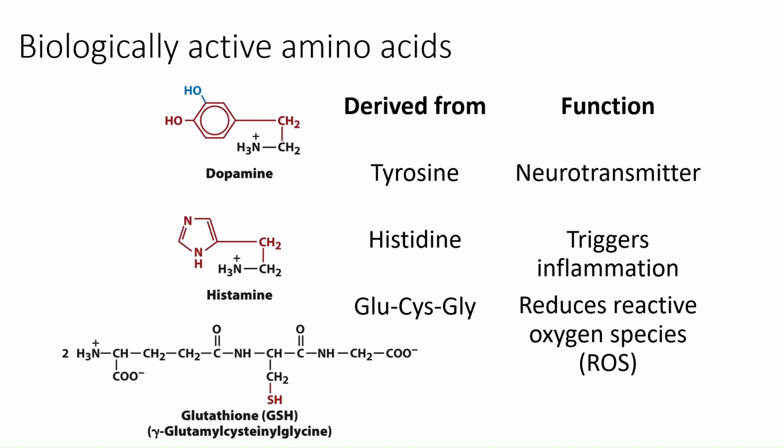So let's talk a little bit about some amino acids and amino acid derivatives that have interesting biological functions. So first we have dopamine over here. So dopamine, you might notice, looks very similar to tyrosine, and in fact it's derived from tyrosine through a few different reactions. And it functions as a neurotransmitter. So it is biologically active in our brains. It transmits signals from one neuron to the next.